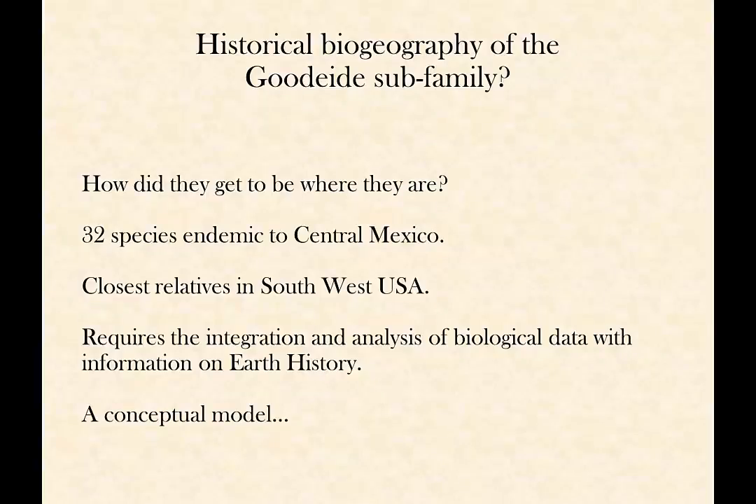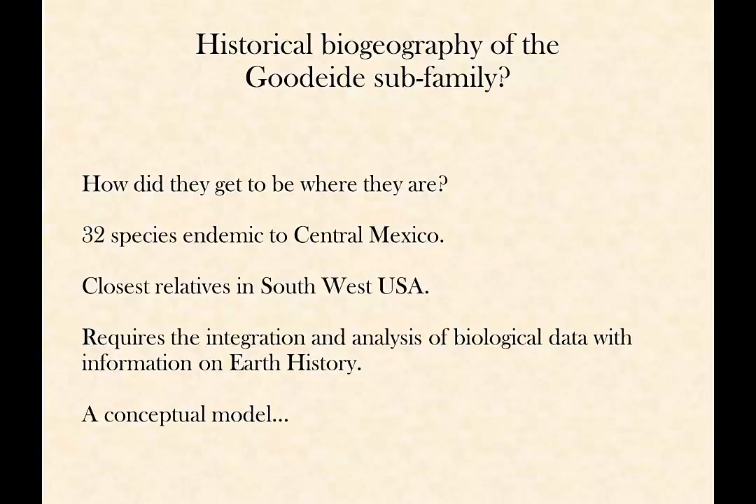So this is a study. I've been working on what we call the historical biogeography of the Goodeidae subfamily. The Goodeids is just the name of the group of fish that we're working on. And basically, the questions that we're asking are, how did they get where they are now? What's their history? How did they come there? And what elements of the environment drove the diversification in the group?